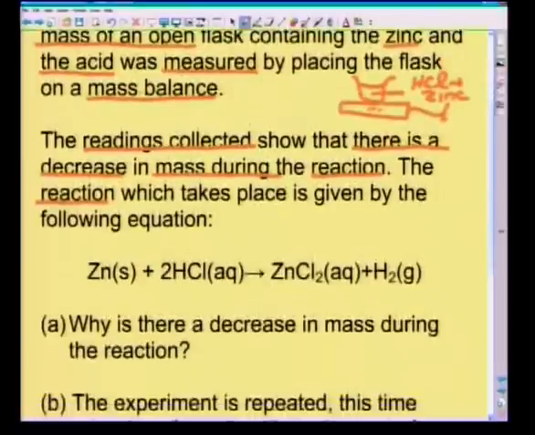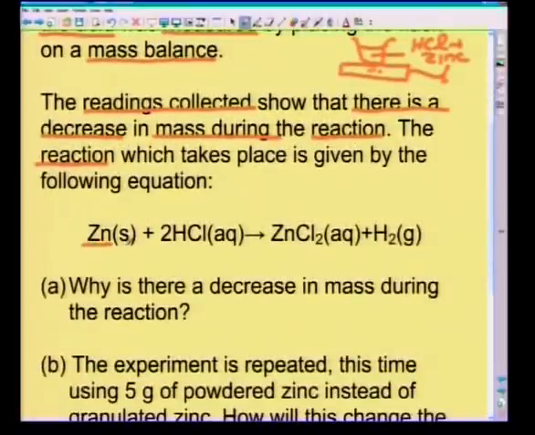So we have Zn, zinc in solid form, reacting with HCl in solution, aqueous, and giving us zinc chloride in that solution, and the gas hydrogen formed as well. Now remember that the container here is open. What does it mean? So this gas is actually escaping into the atmosphere because it's just a gas.